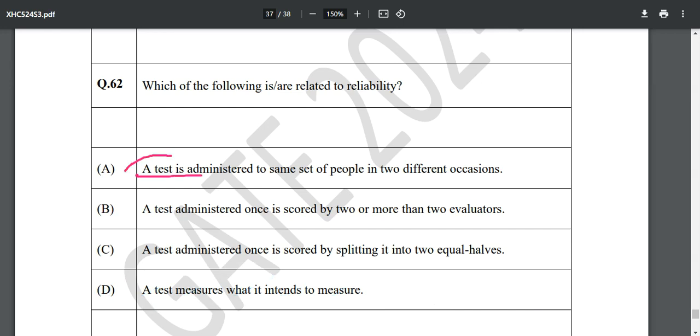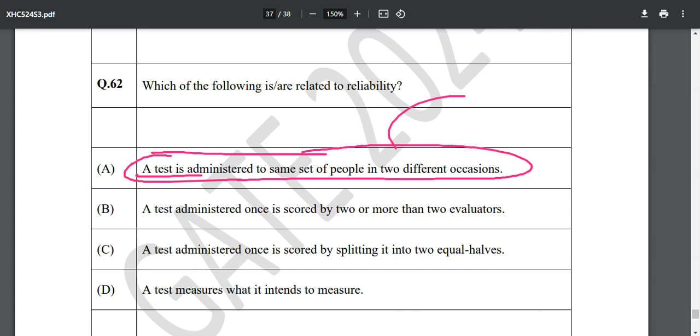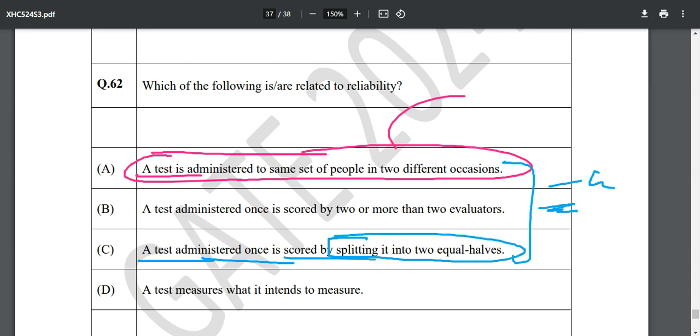First, a test is administered to the same set of people on two different occasions. We can have time sampling as an error over here. So we have test-retest. These are just the three forms of reliability. A test administered once is scored by more than two evaluators, that is scorer reliability. And a test administered once is scored by splitting it into two equal halves, so split-half method, and then Cronbach's alpha.